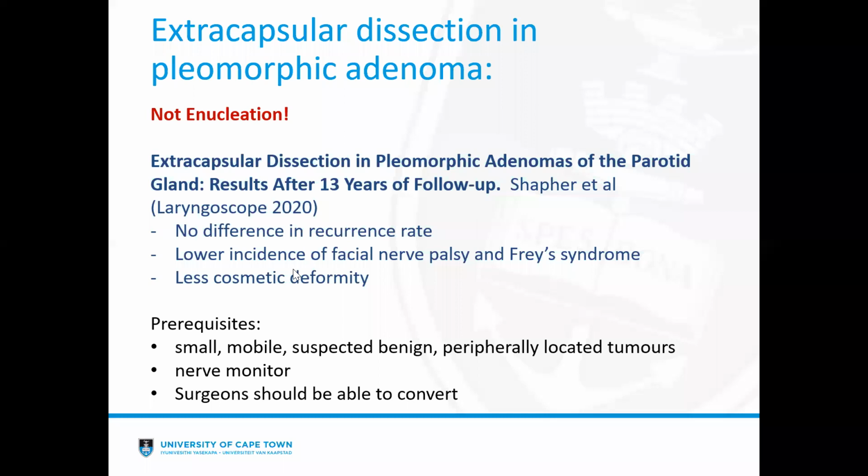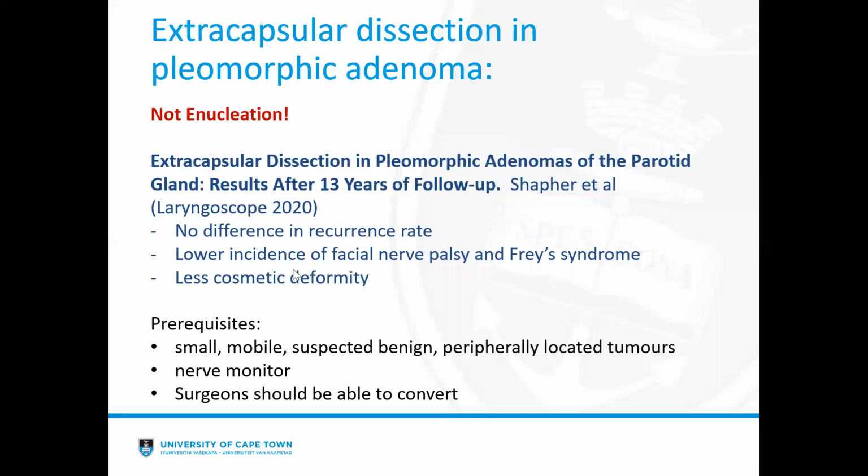If we move on to some of the current controversies, there's an increased interest in the literature regarding extracapsular dissection for benign tumors of the superficial lobe of the parotid. Just to emphasize that this is not enucleation, which is a procedure whereby the capsule of a tumor is incised and the tumor is shelled out by blunt dissection. Enucleation is associated with an unacceptably high rate of tumor spillage and multifocal recurrences and should never be performed.